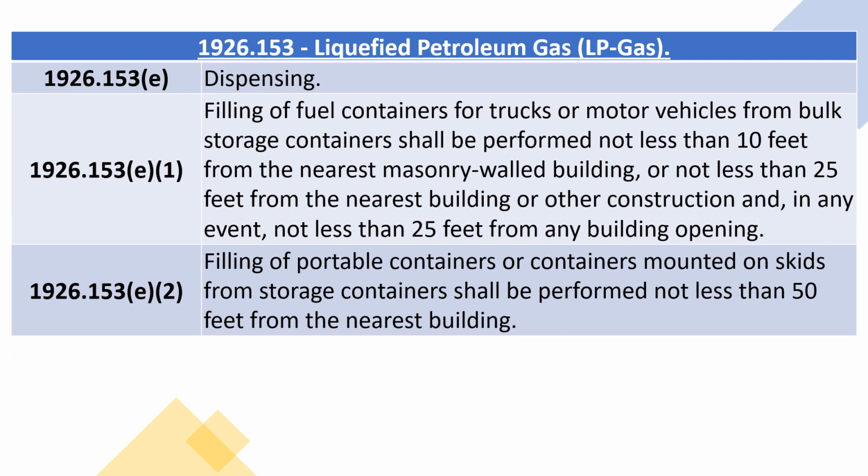1926.153(e), Dispensing. 1926.153(e)(1), Filling of fuel containers for trucks or motor vehicles from bulk storage containers shall be performed not less than 10 feet from the nearest masonry walled building, or not less than 25 feet from the nearest building or other construction, and, in any event, not less than 25 feet from any building opening. 1926.153(e)(2), Filling of portable containers or containers mounted on skids from storage containers shall be performed not less than 50 feet from the nearest building.